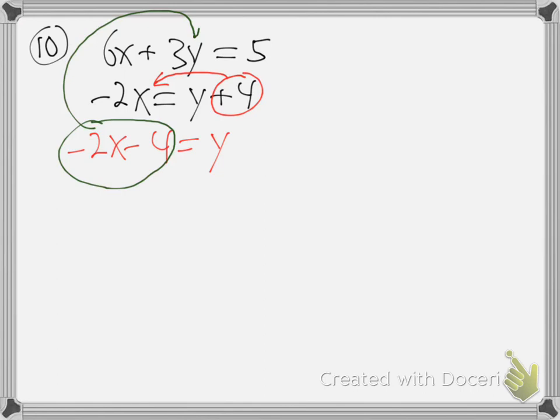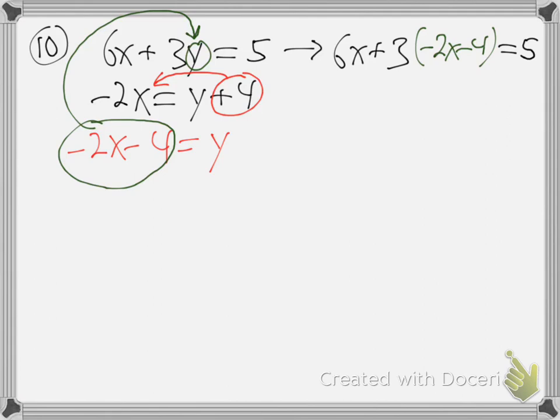And plug it in for y right there. So this one will become, bring it over here, 6x plus 3, and then minus 2x minus 4 equals 5. Does that make sense what happened there? So in the place of y, 6x plus 3, and then y, negative 2x minus 4 equals 5. Everybody see what I did there?